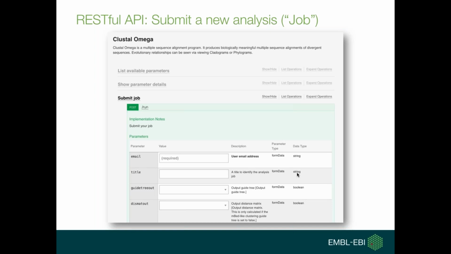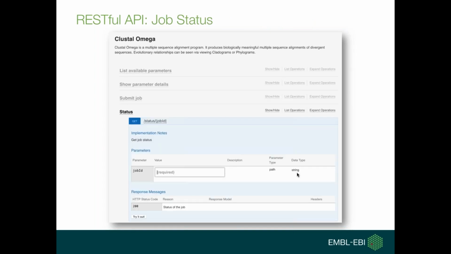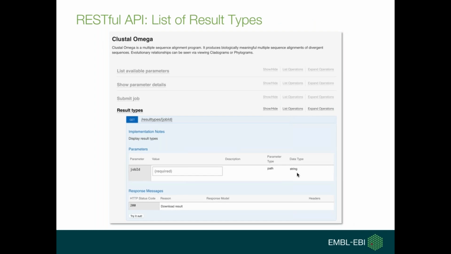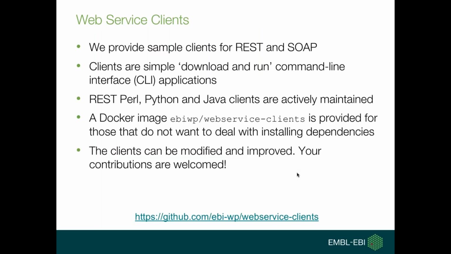If you pass a sequence input as well as an email, you then get a job identifier back. With that job identifier, you get to know the status of that particular job. If you use the status endpoint, you find out whether the job has been completed or is still running, and so on and so forth. The next endpoint, also with the job ID, lets you get to know the various result types for a particular job. So you get to know the various outputs that the tool has generated and that you can then download or use.